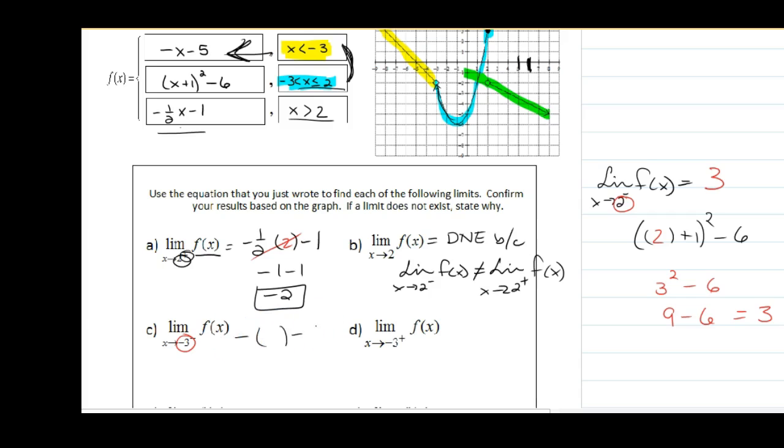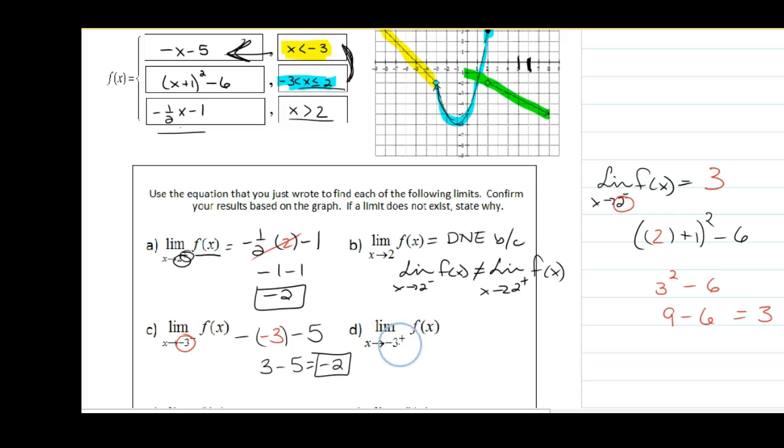-x minus 5, plug in -3, watch your signs. Negative times a negative is +3, minus 5 is -2. That's my left limit. How about my right limit?